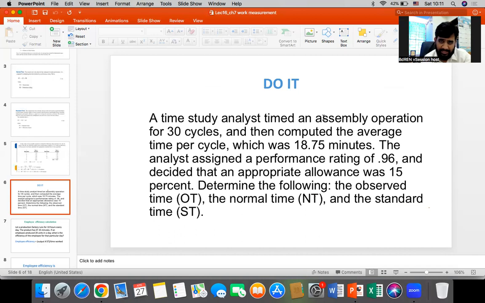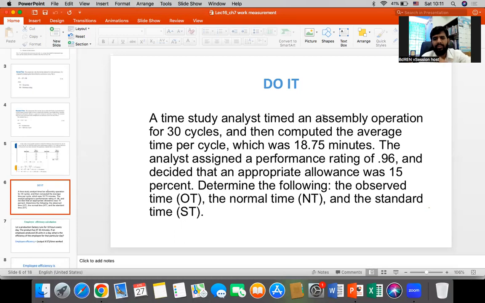The time study analyst times an assembly operation for 30 cycles, then computes the average time per cycle, 18.75. The analyst assigned a performance rating of 96% and decided that an appropriate allowance was 15%. Determine the following: number one, observed time; number two, normal time; and number three, standard time.